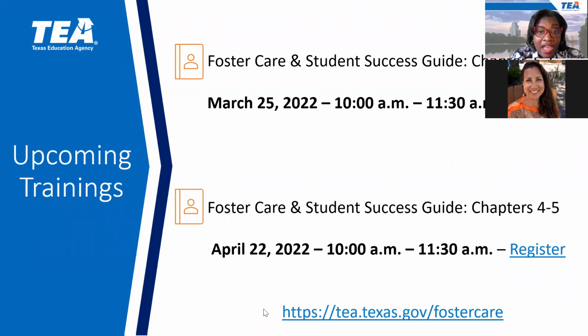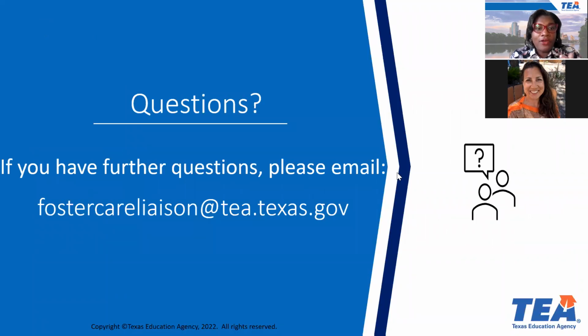And remember, we have a To the Administrator Addressed letter coming out tomorrow with this same information in it. We want to make sure you have that also and look for that information. If you have further questions, please email fostercareliaison@tea.texas.gov. That is our mailbox for any questions. If you have questions regarding guidance for certain situations you are having, please email the foster care inbox.